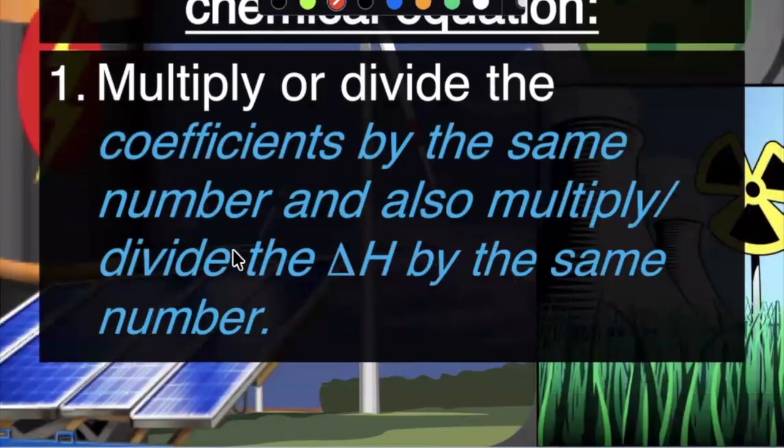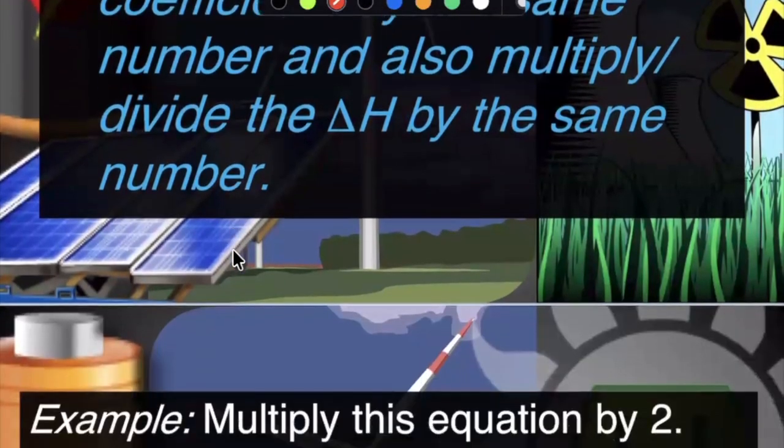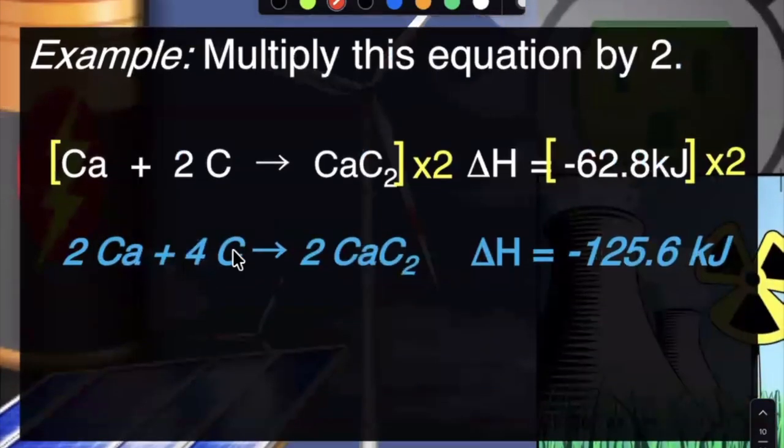Okay, to multiply and divide an equation, the coefficients are the only thing you're multiplying or dividing. So again, ignoring the blue and yellow, if I had calcium plus two carbons to form calcium carbonate, and here what I want to do is multiply this equation by 2.